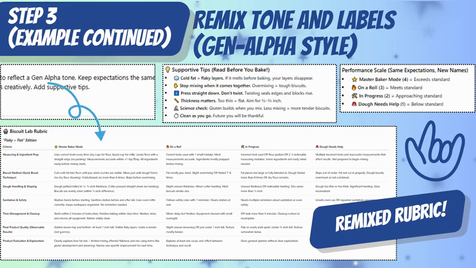So we have our master baker mode, which kind of means that they exceed the standard. We have on a roll, which means they meet the standard. In progress means they're approaching the standard, and dough needs help would be below standard.